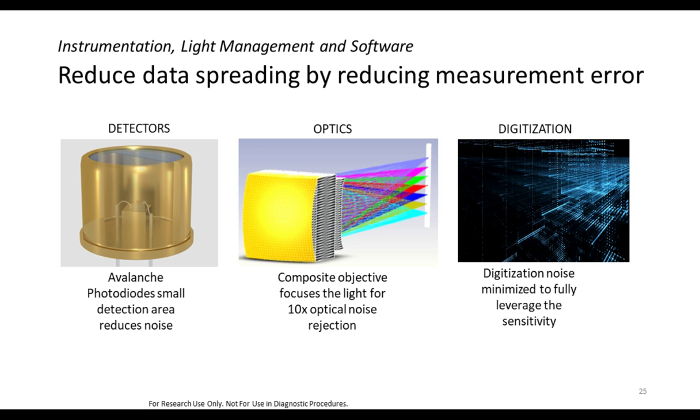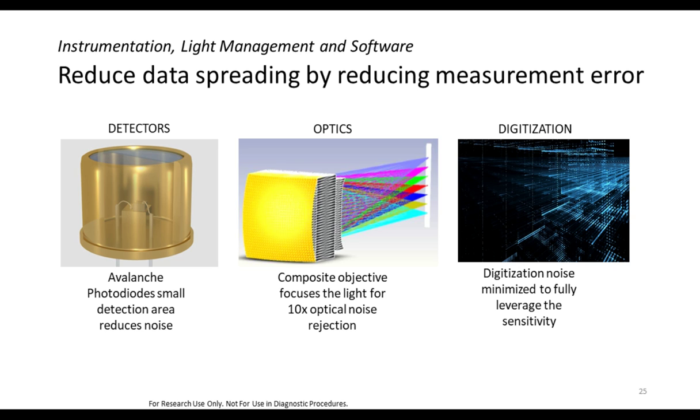Right. So first of all, we're going to focus on instrumentation, light management, and software. And how does the instrumentation contribute to reducing the measurement error, which in turn reduces data spreading? So the three components on the CytoFLEX that contribute to reducing measurement error, so the smart decisions made about the components and the design of the components that are on the instrumentation.